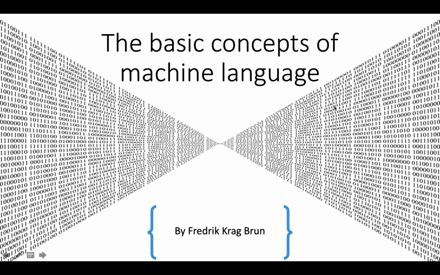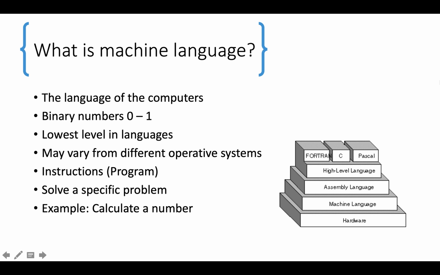The basic concepts of machine language. What is machine language? Machine language is the language of the computers, and it's the only language the computer understands. Machine language is basically ones and zeros, where 0 means false and 1 means true. This is called binary numbers, and it is how we communicate with the computers.